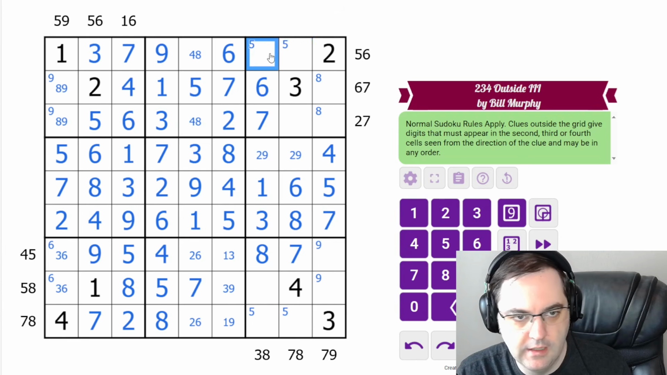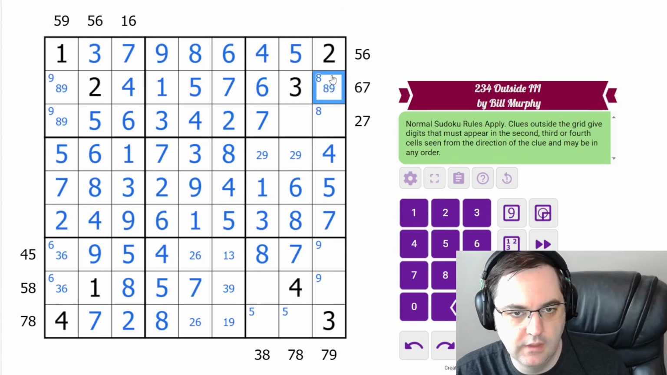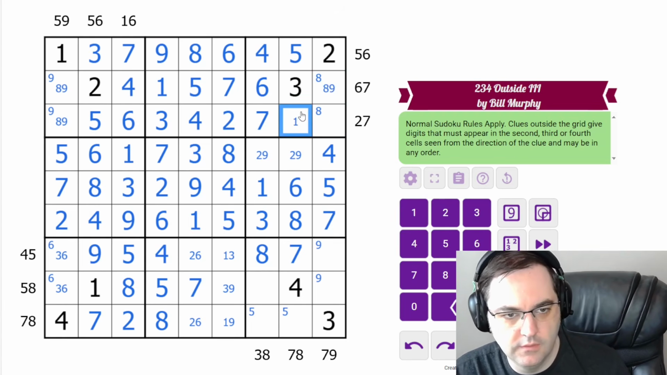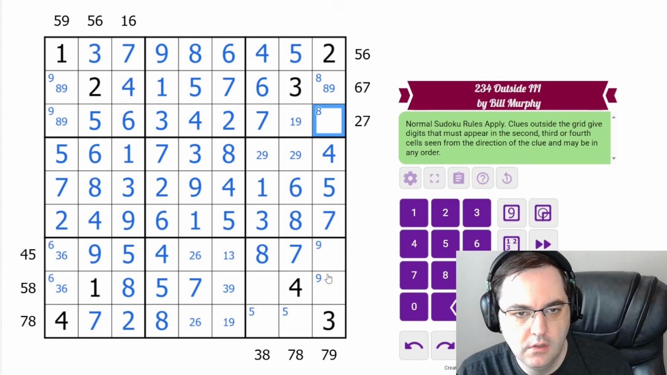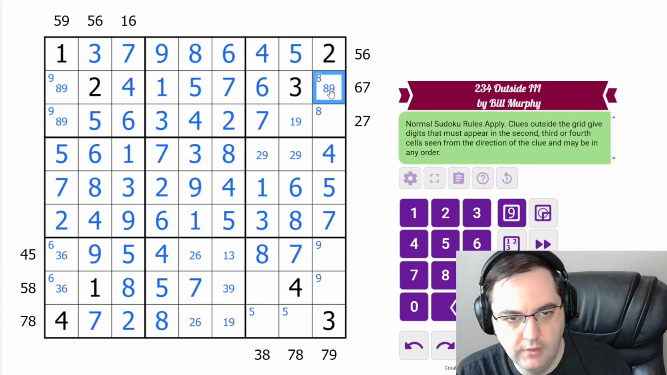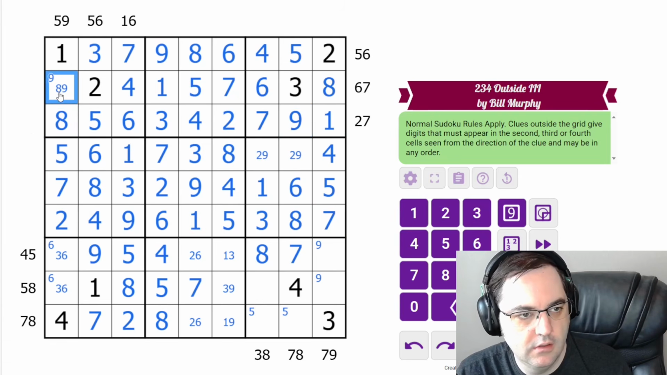These are 4, 5, and 8, but neither of them is 8. So we get 8 and 4. These are 4, 5, which are resolved. The remaining digits here are 1, 8, and 9, so this is 8 or 9. This is 1 or 9. And we know we have a 9 here, so this must be 8, 1, 9, like that. 8, 9.